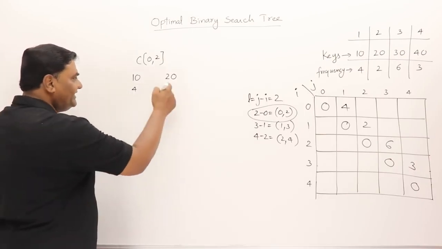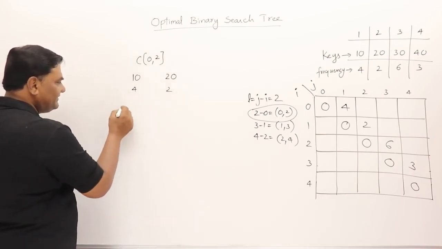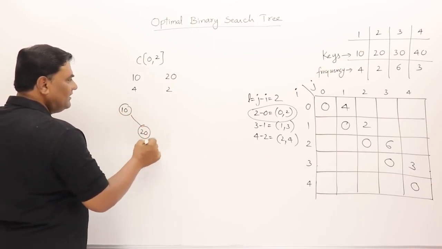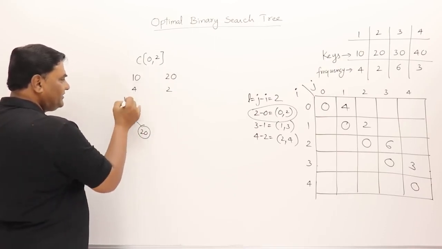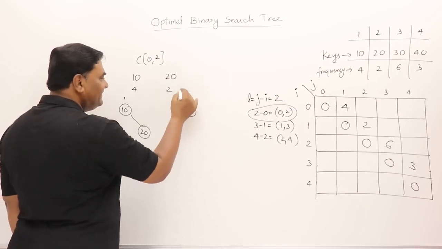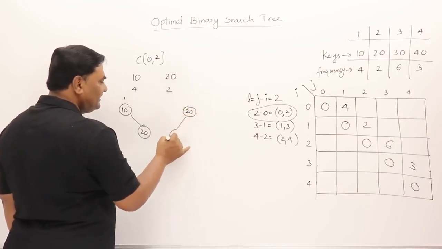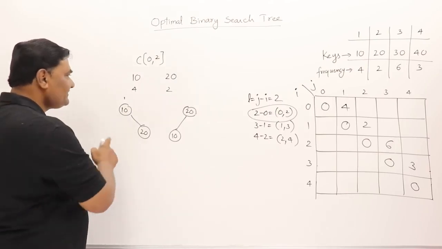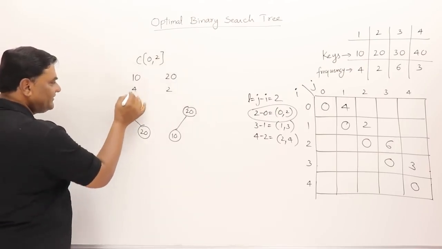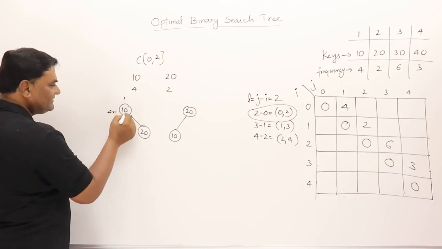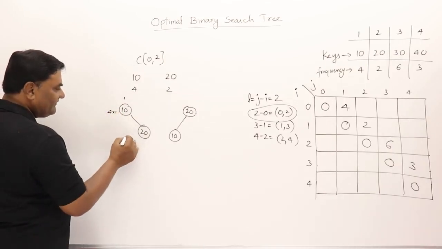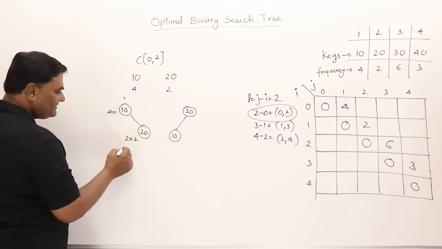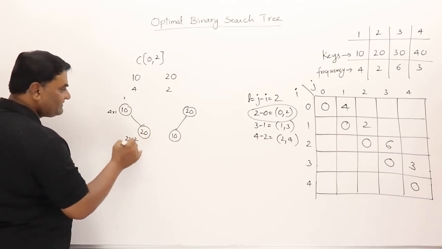So for two keys, what are the possible binary search trees? 10 and this is 20. That is, first is the root, and in the other, the second one is the root. So 10 will be on this side. So what is the cost of this? So directly I will calculate. See, the frequency is 4 and this is 1 time. And this frequency is 2 and the number of comparisons is 2. So how much is this? 4 plus 4, it is 8.